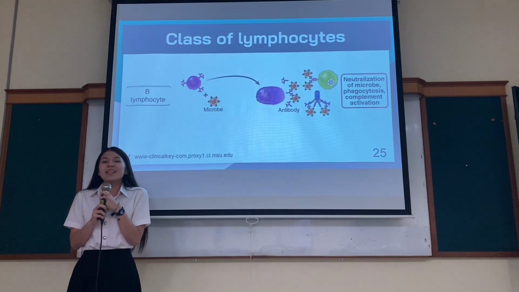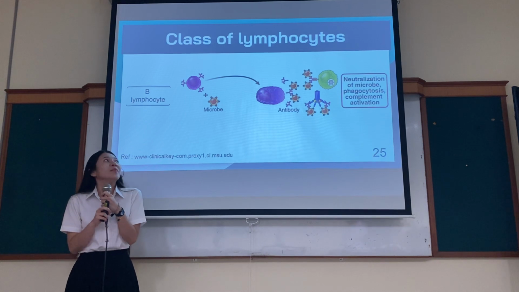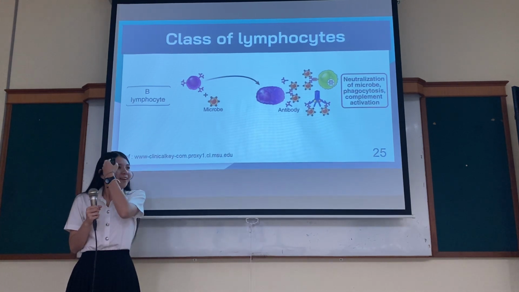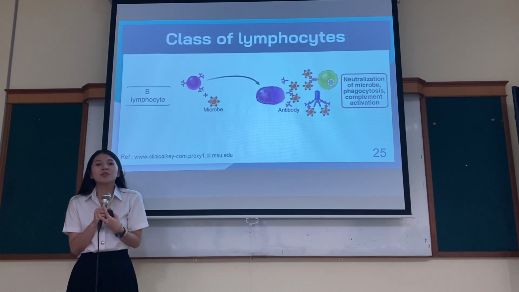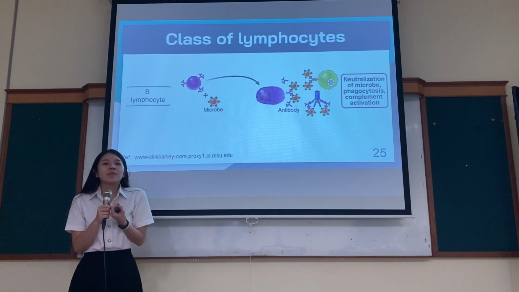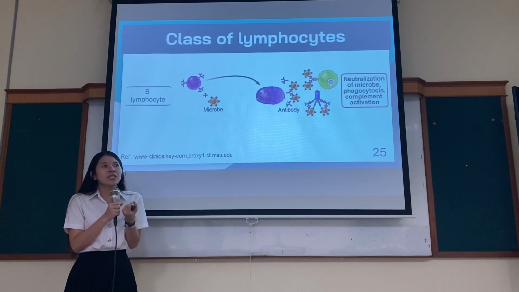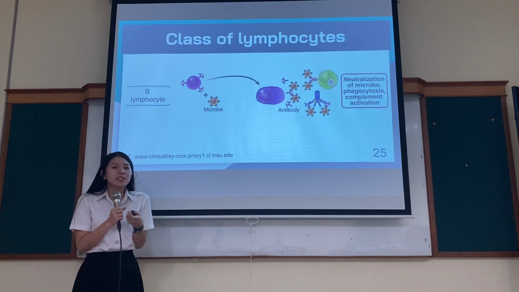My name is Nakana. I'm going to talk about types of lymphocyte. So, lymphocytes differentiate into specific lymphocytes. The first type is B lymphocyte. It recognizes soluble or cell surface antigen and differentiates into antibody secreting cells.